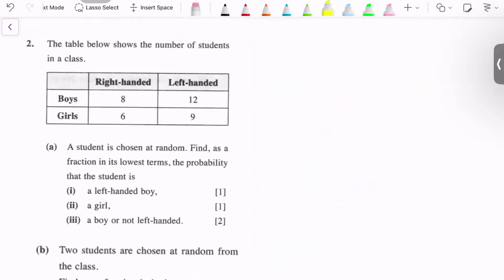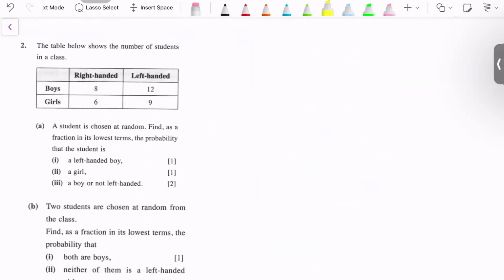So next, we'll move on to question 2. Okay. So in this case, the table below shows the number of students in a class. So they have right-handed, left-handed, and boys and girls. They say that a student is chosen at random. Find, as a fraction in its lowest terms, the probability that the student is a left-handed boy.